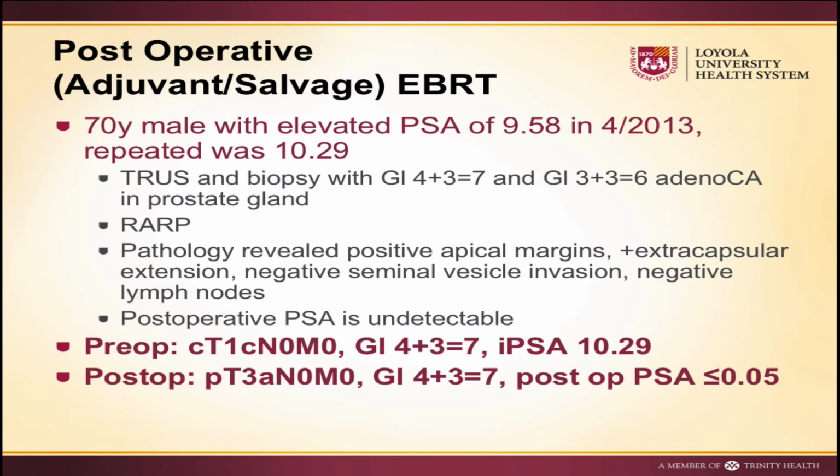The things that I look for on pathology, in addition to the final Gleason, are the margin status, if there's extension outside of the prostate, which they may call extracapsular extension, seminal vesicle involvement, and lymph node status. So this particular patient had a positive margin at the apex of the prostate and extracapsular extension. The other risk factors were negative. And the post-op PSA was undetectable. So the patient was a pathologic T3a with the extracapsular extension.